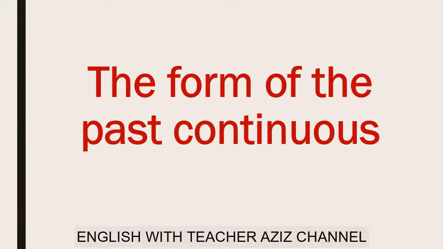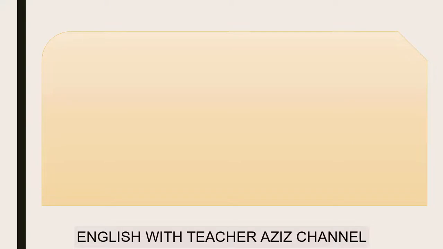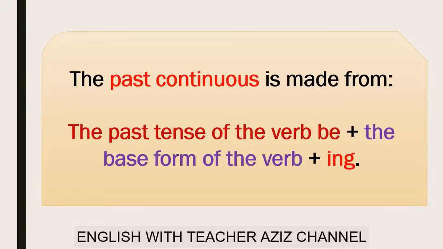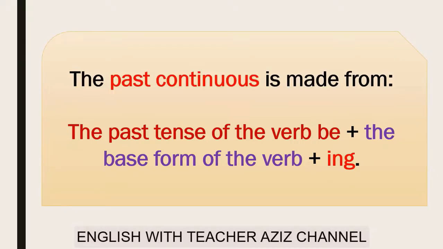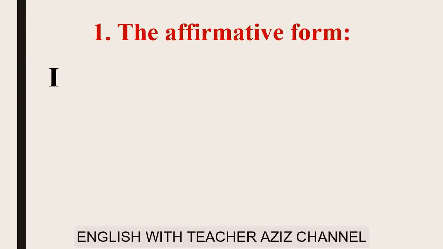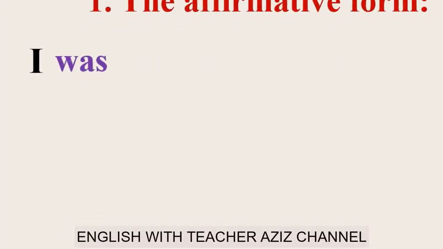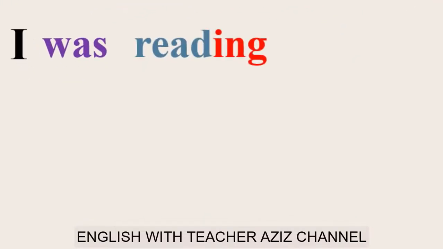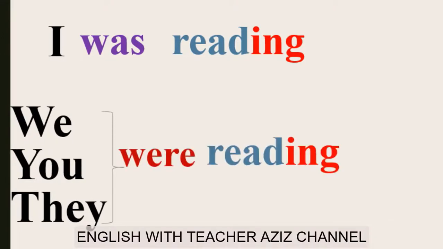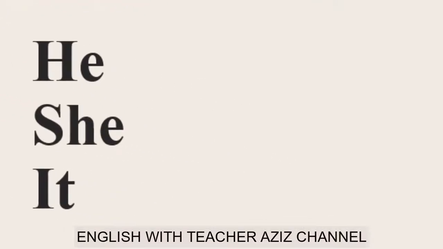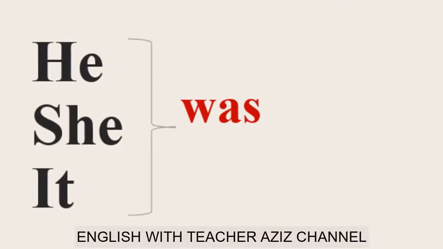5. The form of the past continuous. The past continuous is made from the past tense of verb be plus the base form of the verb plus ing. Let's have a look at the affirmative form. I was reading. We, you, and they were reading. He, she, it was reading.